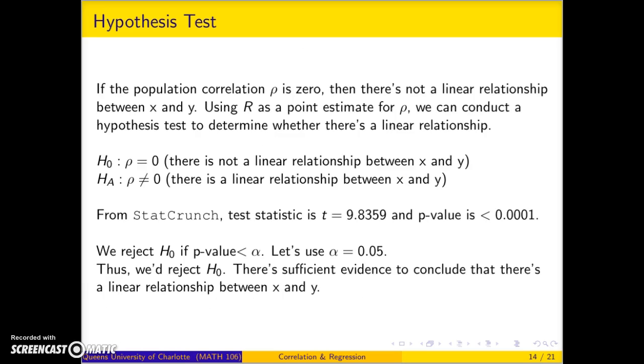And just like we have always done, we reject H0 if the p-value is less than alpha. So using alpha equals 0.05, our p-value is less than 0.05. So we reject H0, and there's sufficient evidence to conclude what the alternative says, which is there's a linear relationship between x and y.